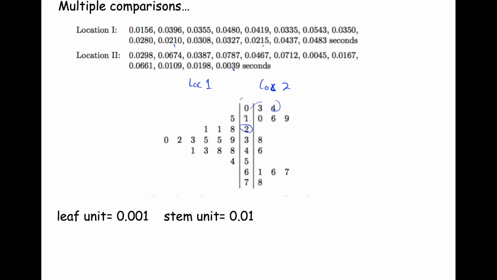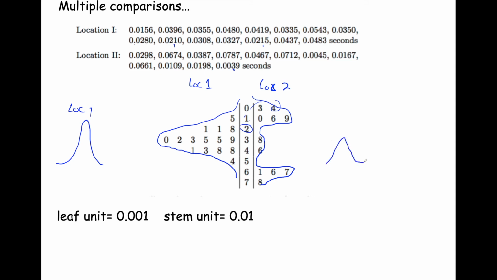Well, we see location 1 is a distribution that has a single peak, looks like a normal distribution, and location 2 is a distribution that has 2 peaks, a little bit of probability here, and it has another peak right here. It's a bimodal distribution. And so you could imagine turning these 90 degrees, and you'd have location 1 look something like this, and location 2 looks something like this.